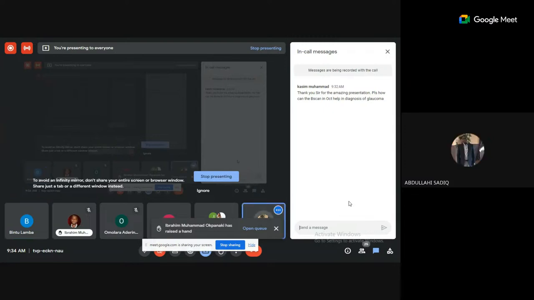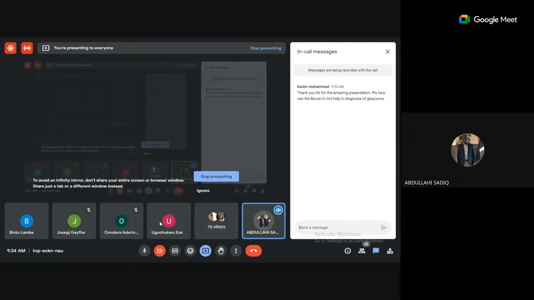Okay, somebody typed, how can the B scan in OCT help in the diagnosis of glaucoma? So what I'm saying is that the B scan will help you to know whether the OCT software has clearly delineated the margin of the optic nerve head for assessment. Because what the machine does is that it first of all isolates and demarcates the whole of the optic nerve head and the internal limiting membrane.